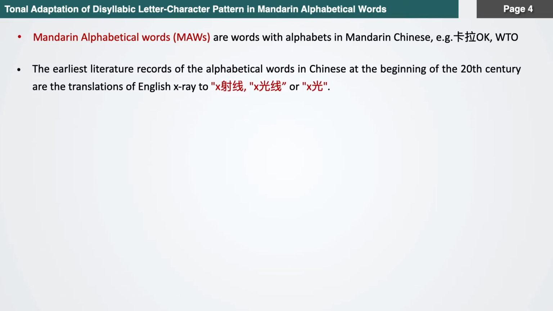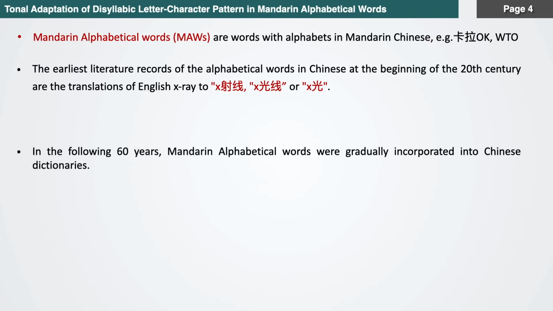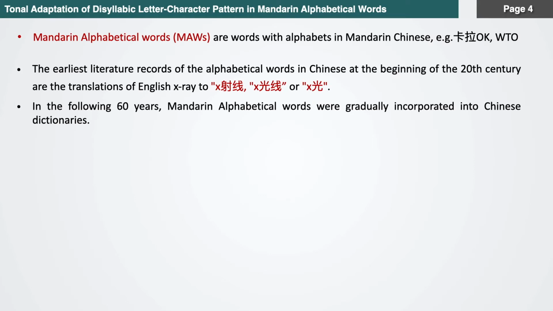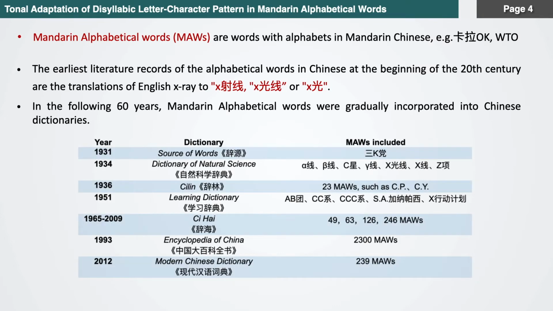And the earliest literature records of Morse in Chinese were at the beginning of the 20th century, the translation of English X-ray to X-射线, X-光线 or X-光. In the following 60 years, those words were gradually incorporated into Chinese dictionary, and the most frequently used dictionary is the Modern Chinese Dictionary. It contains 239 Morse.